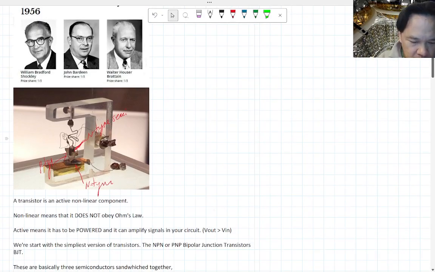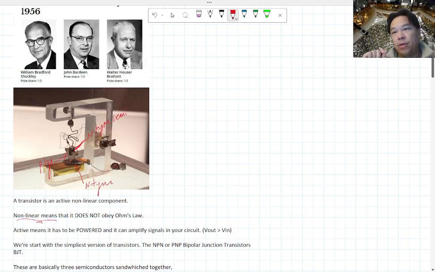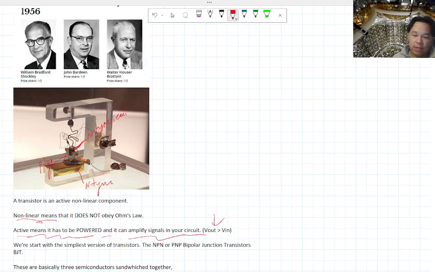And once again, a transistor is nonlinear, meaning it doesn't obey Ohm's law, the law that gives you a constant so that the current is proportional to the voltage. It is also going to be our first power device, meaning it can actually amplify signal. So we're going to start seeing Vout that is bigger than Vin, where previously Vout could only get as big as Vin and usually a little bit less, right?